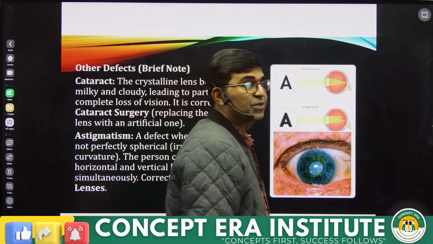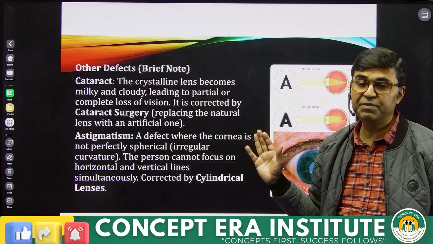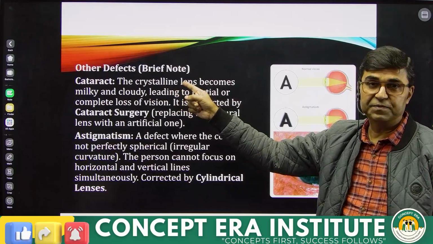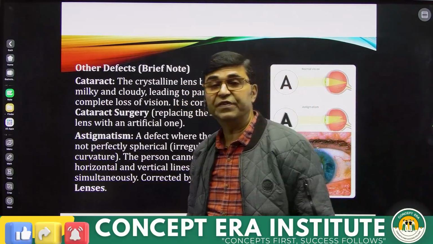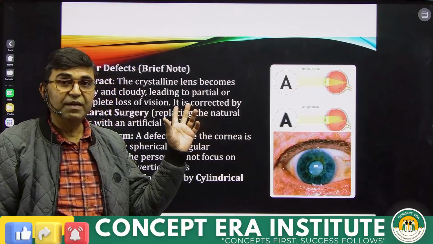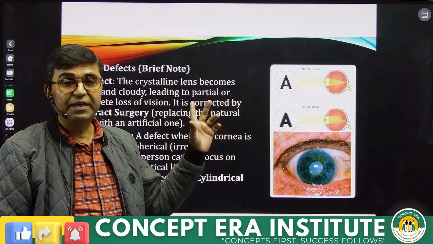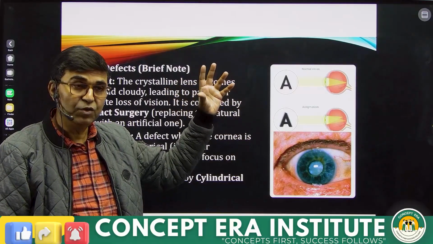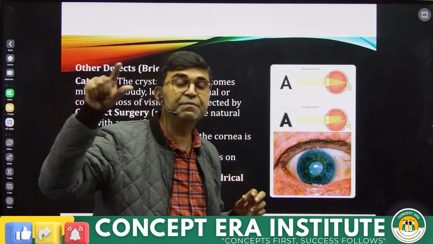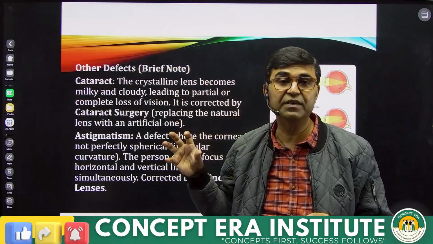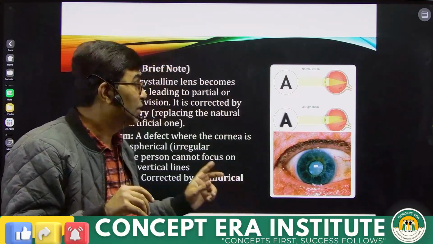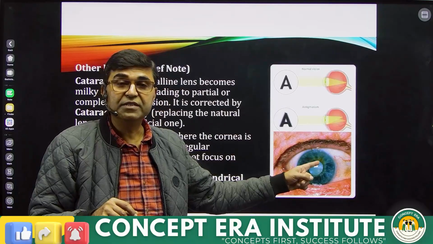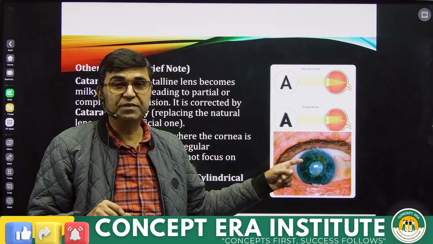Now, there are other defects also apart from these three. These three are the main defects, but other defects are also there which are less frequent, like a cataract. A cataract is a defect in which the eye lens, instead of being transparent, starts to become slightly milky from the edges towards the inside. First the outer edges become milky, then the middle, and finally the inner part becomes milky. So at the end, the eye lens will not be transparent but translucent.